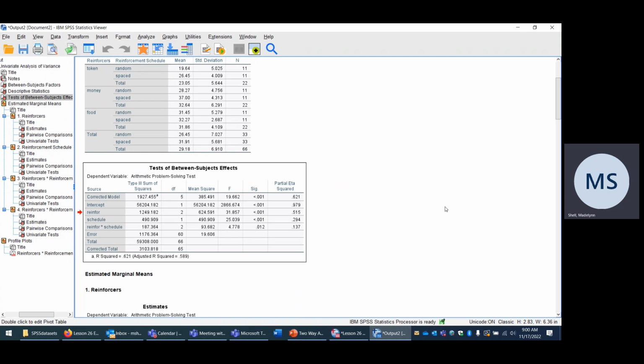Next, we have the test of between subjects effects. This will give us the overall F for each one of our main effects and our interaction.